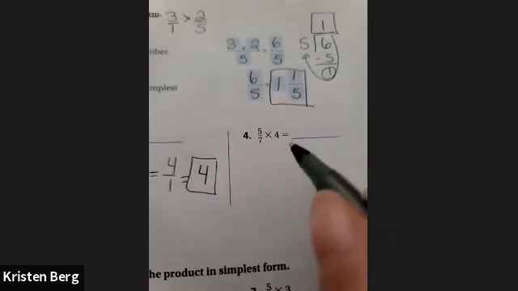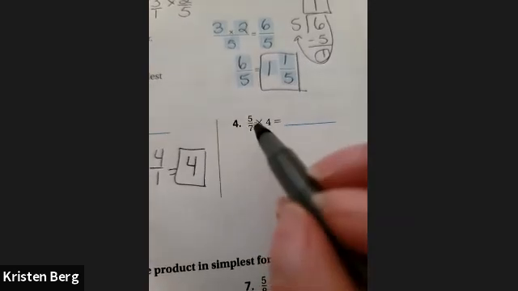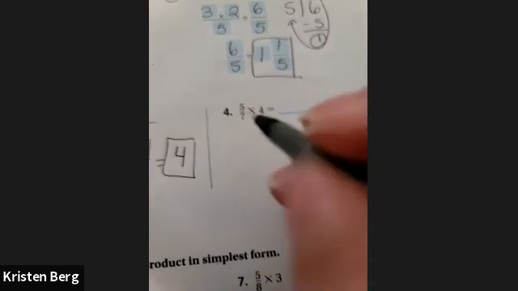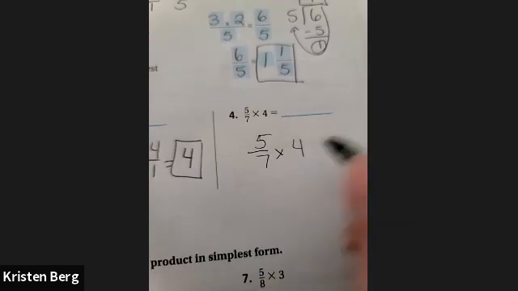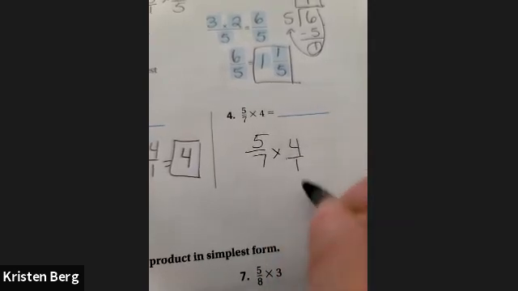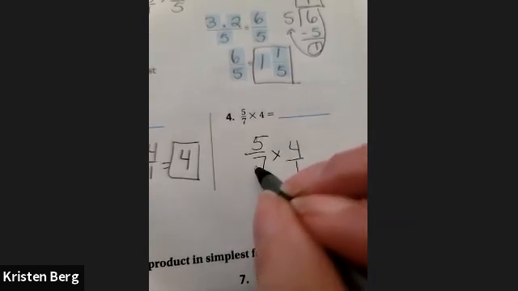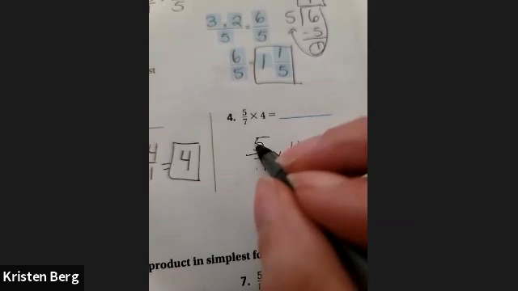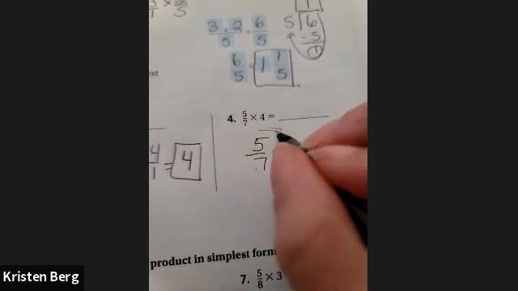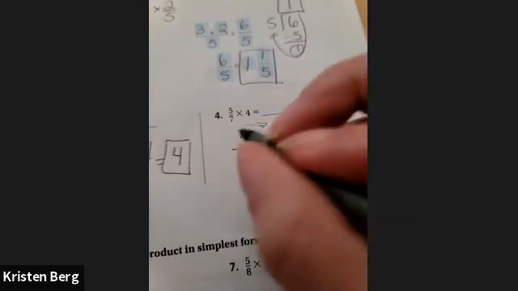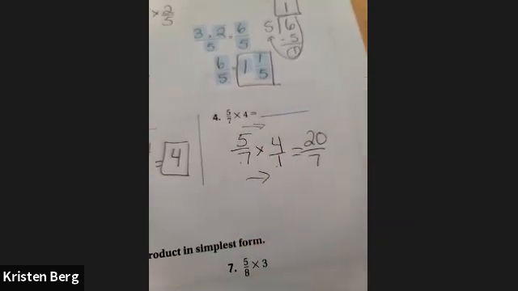Next one. This one, it's saying 5/7 times 4. Again, this is not in fraction form, so I'm going to put a 1 under it, and then see if I can cross cancel anything. 4 cannot go into 7 evenly, so that won't work. 1 can go into 5 evenly, but it's still 5, so that doesn't cross cancel. So in this case, I'm just going to simply go across because there is nothing to cross cancel. 5 times 4 is 20 over 7 times 1 is 7.